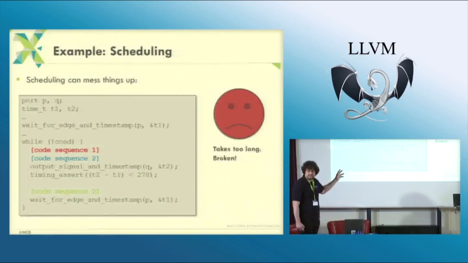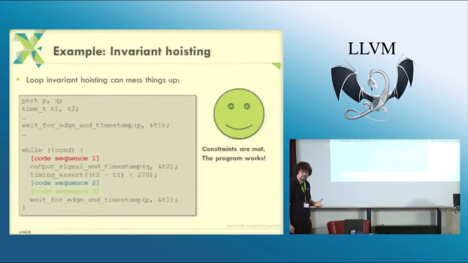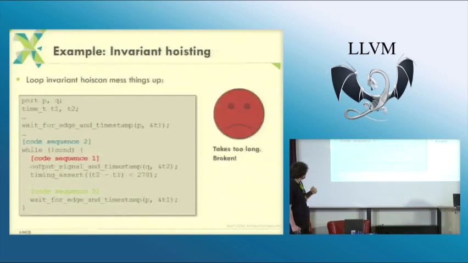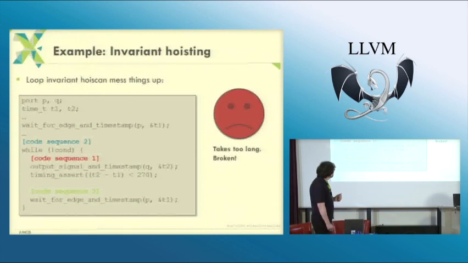Now, this is just an example. Obviously, that same optimization might make your constraints go from broken to working, right? So it's not that the optimization is bad. It's just not aware of what these constraints are. It's not just scheduling. Loop invariant hoisting has the same problem. If you move code sequence 2 from there to there, we get the same problem. It breaks the code. So that's our issue.